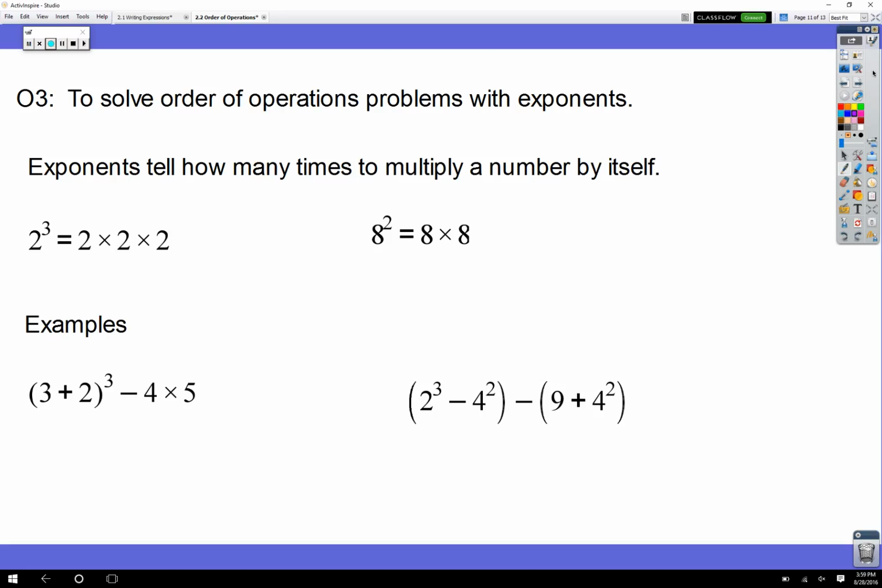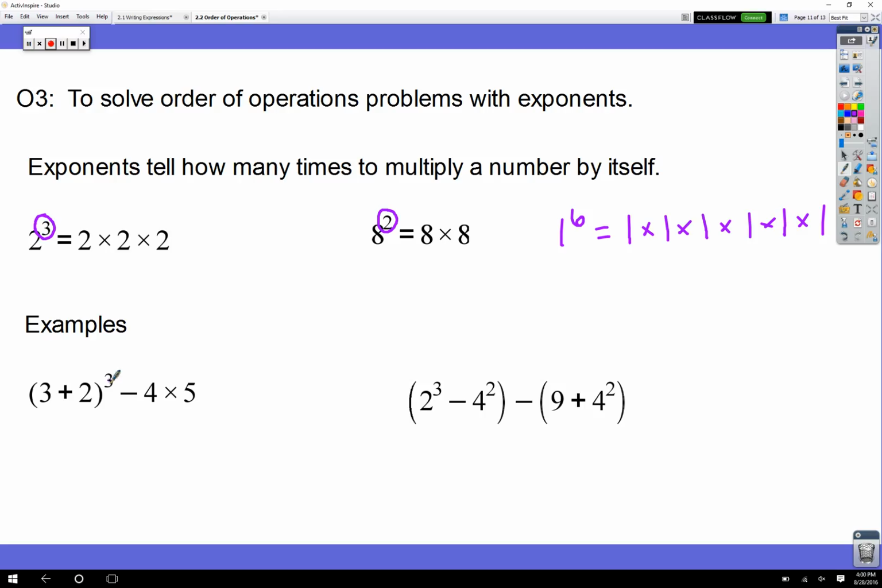All right, exponents tell how many times to multiply a number by itself. So if we have 2 to the third power, this exponent 3 tells us that we're going to multiply 2 by itself 3 times. So we have 2 times 2 times 2. Over here we have 8 to the second power. It means we're going to multiply 8 2 times. Let me give you one more example. If we had 1 to the sixth power, that would mean that we're going to multiply 1 by itself 6 times. 1, 2, 3, 4, 5, 6. So 1 to any power, as you can see, is just going to end up being 1.